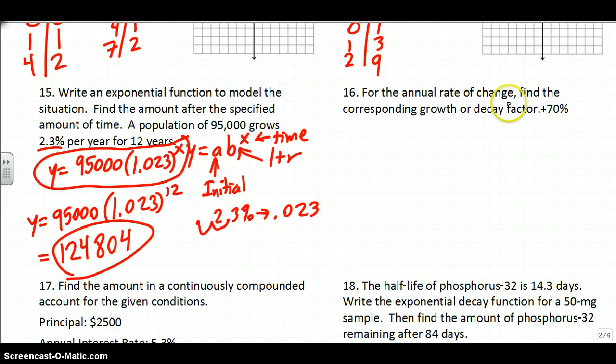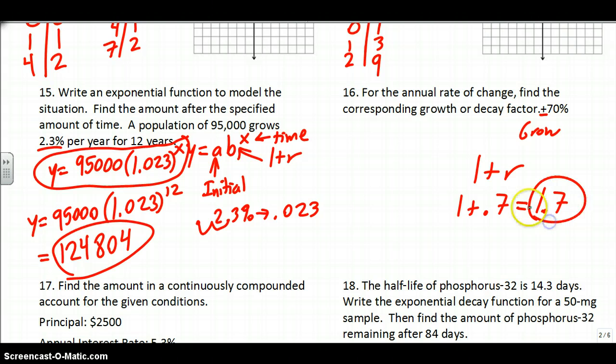16 for the rate of change. Find the corresponding growth or decay factor plus 70%. Here's really what they're doing, folks. They're asking for B. That's what they're asking for. Same thing as here. Well, it's positive 70%, which means we're growing. So you're going to do 1 plus your rate. Well, 70% as a decimal is 0.7, so that'll be 1.7, okay?